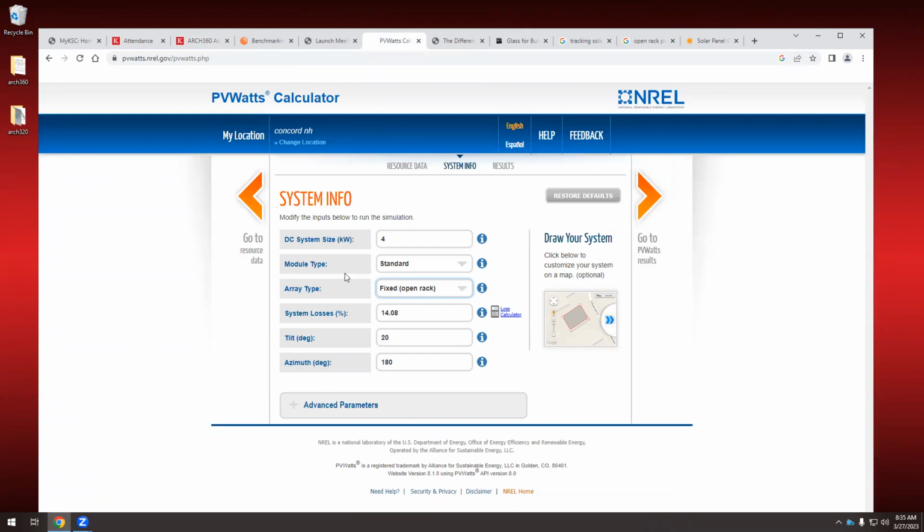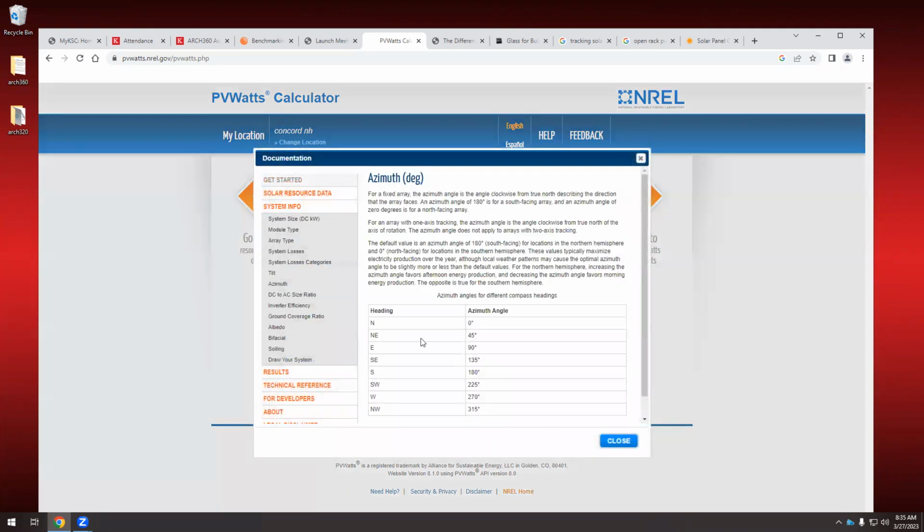Okay, so we have analyzed this module type standard. If you are optimistic, you can say that it's a premium one. Array type fixed open rack. System losses we can keep with this one. Tilt, we need the tilt, we need the angle. We can change this to, let's say, 30. The azimuth, that's the orientation. If we can keep 180, this is south. So try to keep this south orientation with 180.